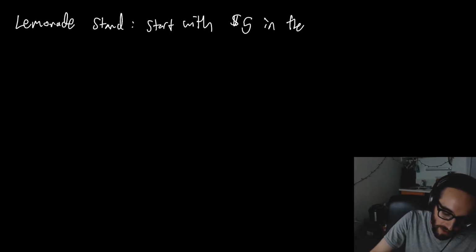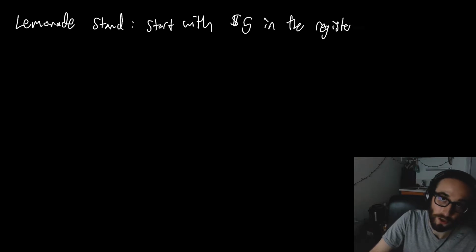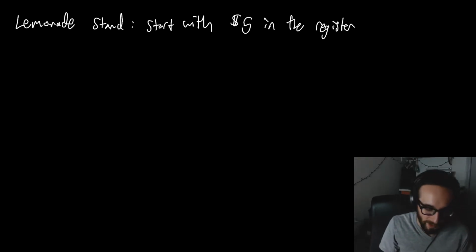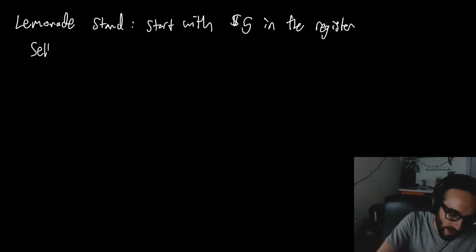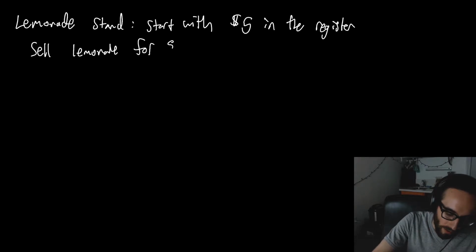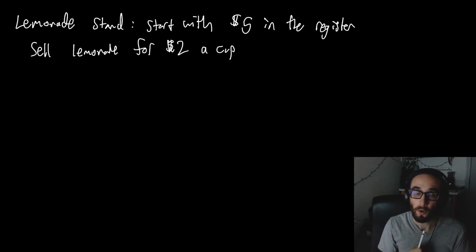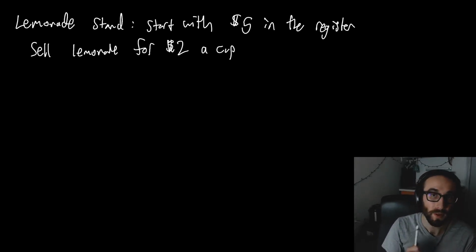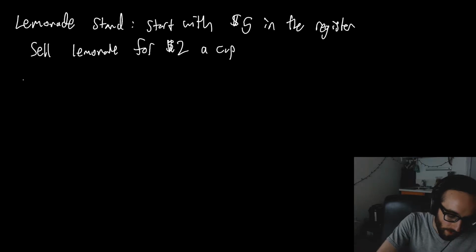So let's take a look at if you had a lemonade stand and you start with $5 in the cash register, or maybe you just have like a box that you put your money in, and then you sell lemonade for $2 a cup. So we might be asked to write an equation and then graph that equation for this linear relationship. So for this relationship, our variables are x.